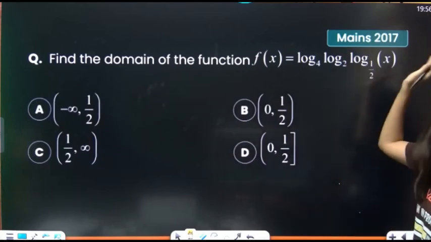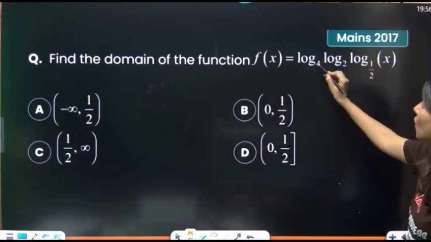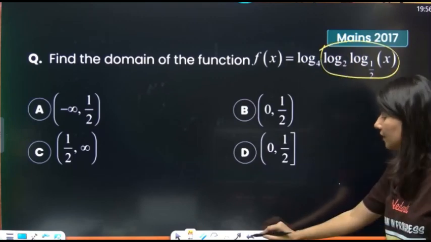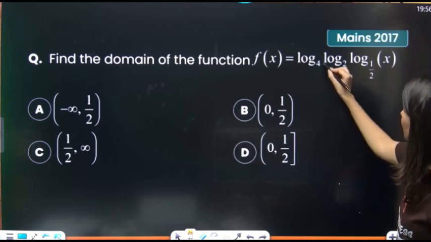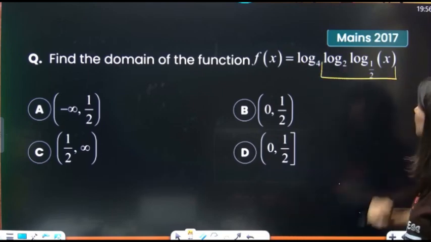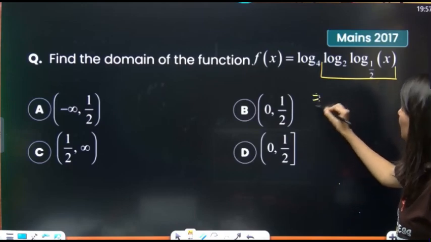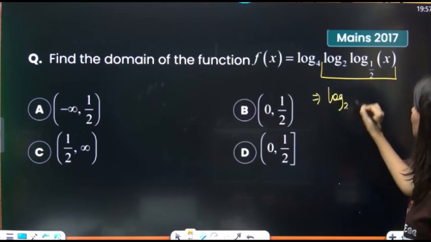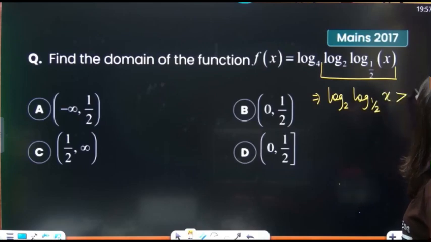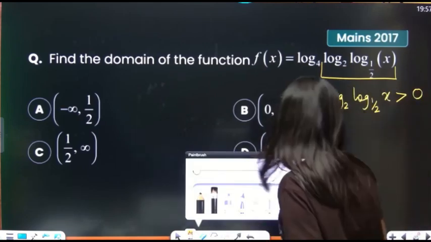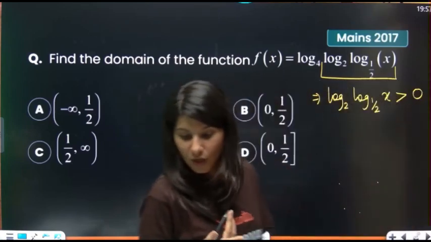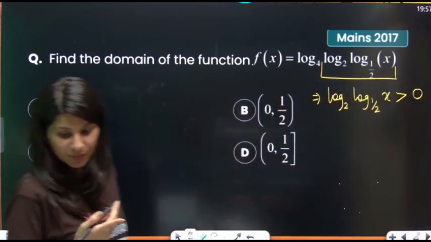Log. So many logs. Okay. So I will talk about this log. Log of anything. See, log of anything, so this is that thing. So this will give you log of base 2, log of base half. X should always be positive. Okay, now what I'm going to do is, again, inequality. Log inequality, remember I just told you.